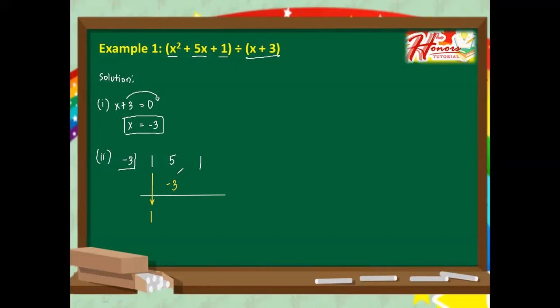And then after that, of course, we have to combine. 5 minus 3, that is positive 2. So write positive 2 here. And then same process. 2 times negative 3, that's negative 6. Then combine. 1 minus 6, that is negative 5.